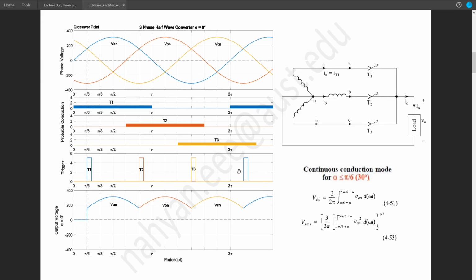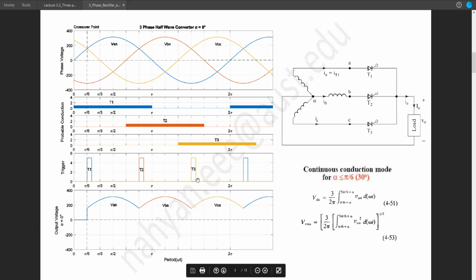And as the cycle continues, after 4 blocks or 120 degree, there will be again VAN, or this trigger for T1. So if we trigger T1 at this point, the load voltage will be similar to VAN. So this cycle will continue, and this portion of the wave shape will be continued here for the next cycle.